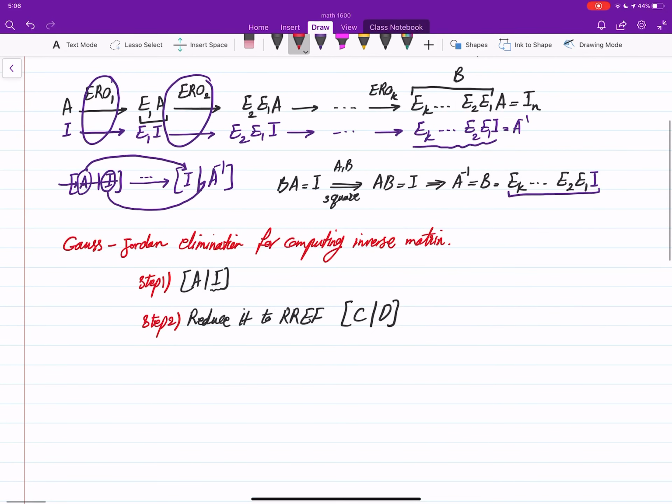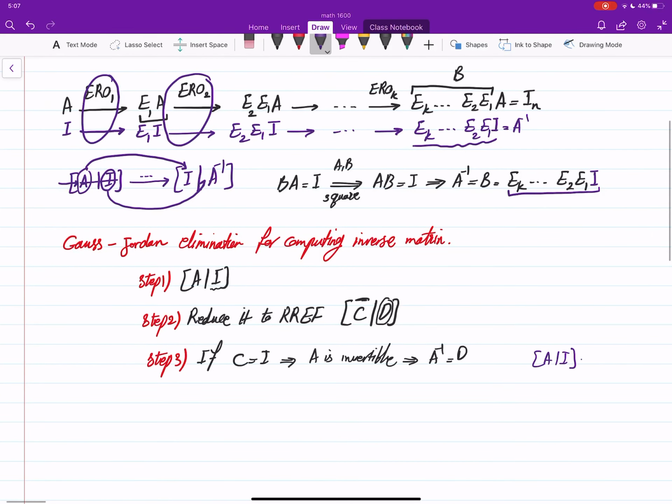Now, if C is the identity, in other words the reduced row echelon form of A is the identity, then A is invertible. We already knew that. And as a result, A inverse is what you generated on the right hand side. In other words, you start with [A | I] and reduce it. If you get the identity on the left, what you have on the other side of the line is A inverse. What if C is not the identity? It means the reduced row echelon form of A is not the identity. That means A is not invertible, and you don't need to worry about the inverse of that matrix.